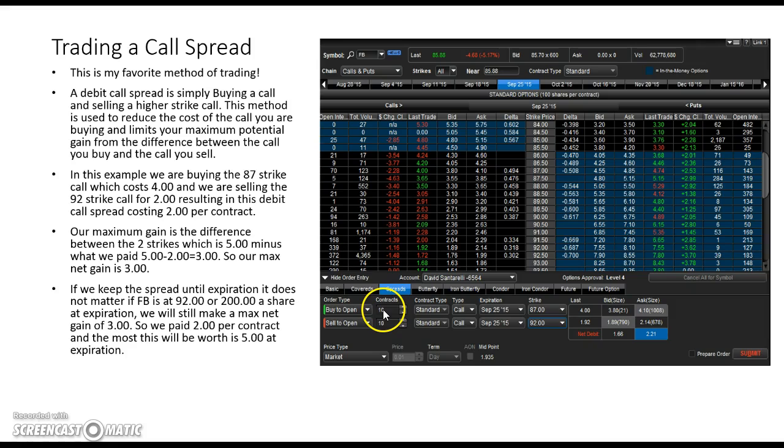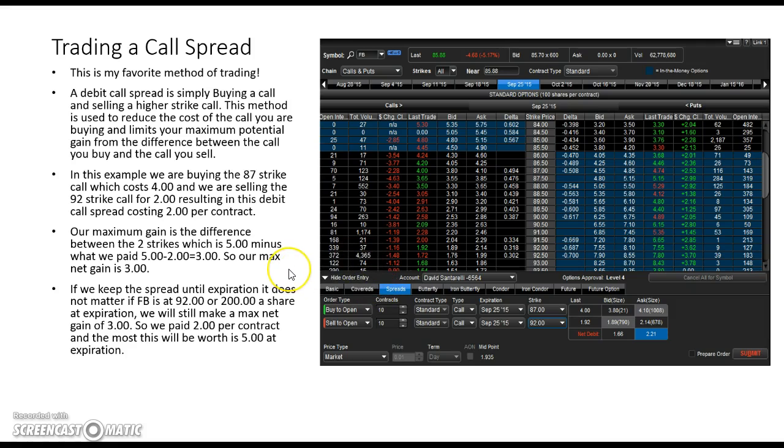So we have the buy to open. In this example, I have 10 contracts, call September 25th, 87 strike, which here is showing last traded at $4, and then sell to open 10 contract calls, September 25th expiration, 92 strike calls, which are $2 per contract. Right down here it says the midpoint is about $1.94, so we might even be able to get it for less than $2 to put on this spread. But we're going to stick with the $2.